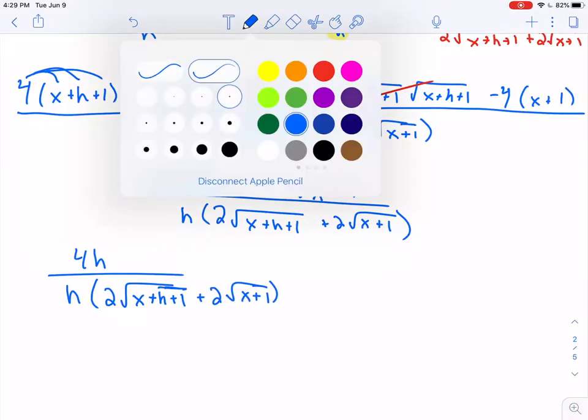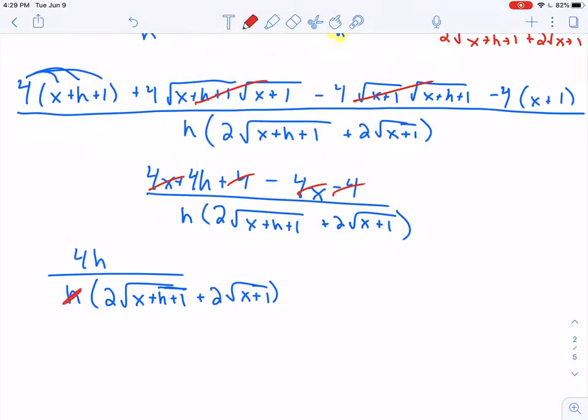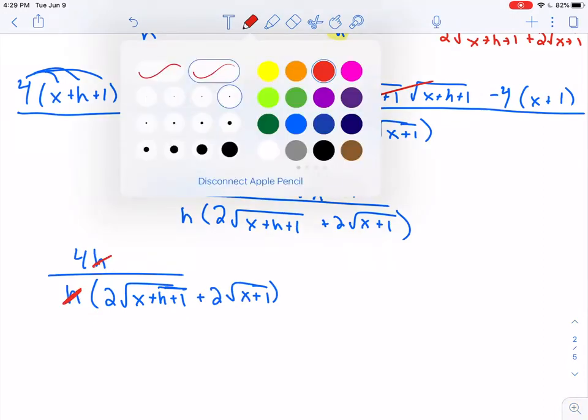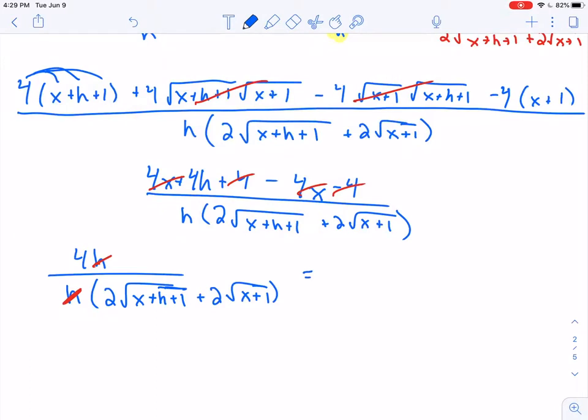And then hopefully we see this. Hey, look at that. I can cancel that h in my numerator and my denominator, which is exactly what I wanted to do. I'm left with 4 divided by 2 square root x plus h plus 1 plus 2 square root x plus 1. Holy moly, guys. I'm glad we're done with that problem. Oh wait, no, we're not done with that problem. That was just the end of step 3. Gotcha on that one.